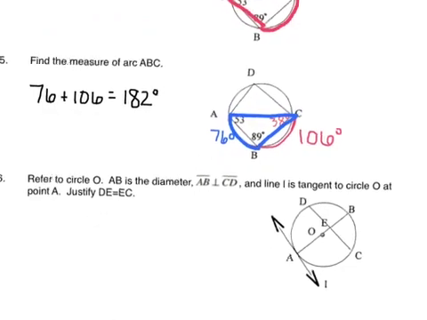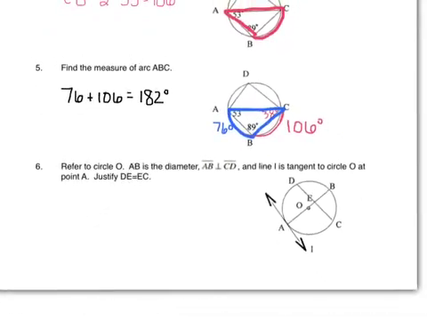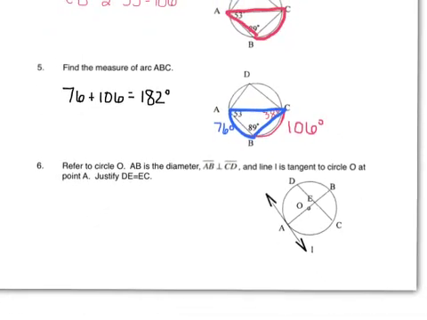Okay, what else we got here? AB is the diameter. I'm just kind of reading through here. AB is the diameter. We know AB is perpendicular to CD. Let's mark that. And line L is tangent to circle O at point A. Justify why DE is equal to EC.